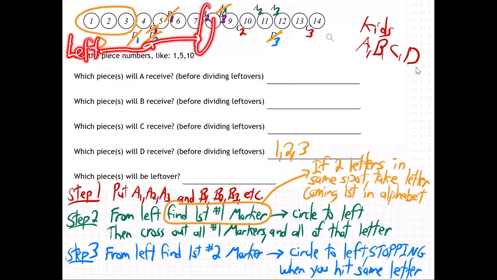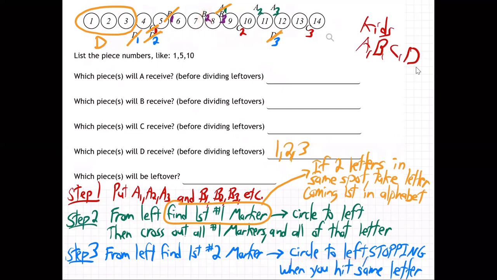Oh, right here. B2. See how B2 is the first number 2 marker? There it is. B2, marked right here, is the first number 2 marker from the left. So what are you going to do? You're going to circle. And it says circle to the left.